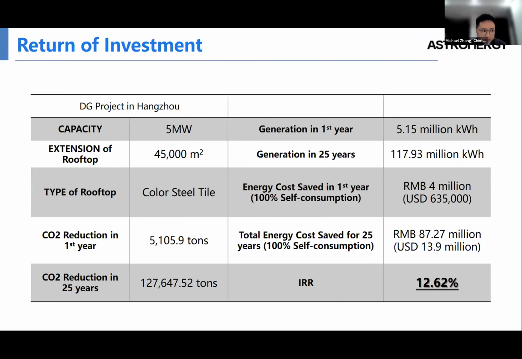And for the customer, the energy cost saved in the first year under the situation of 100% self-consumption is about 4 million RMB, which equals 635,000 US dollars. And the total energy cost saved for 25 years under the same situation is around 13.9 million US dollars. The internal rate of return is over 12%, which is a very good business for the investor.